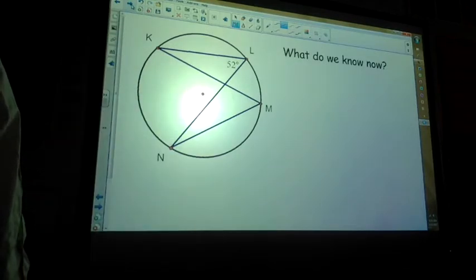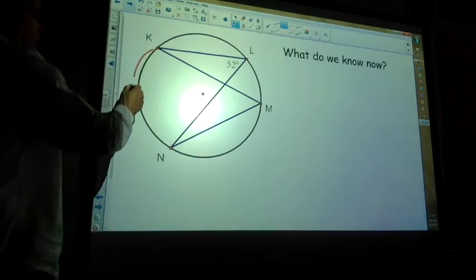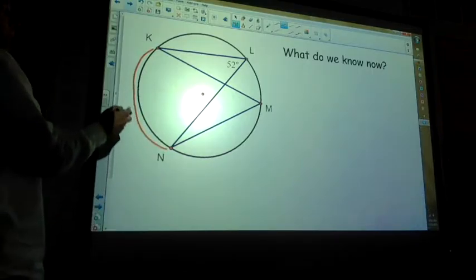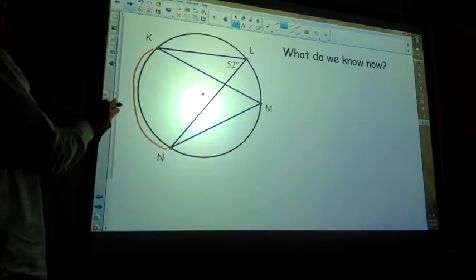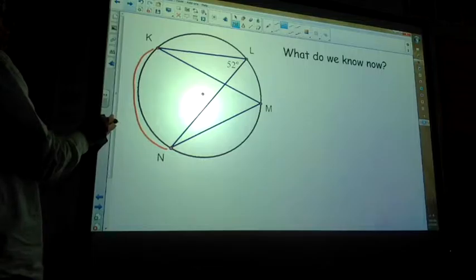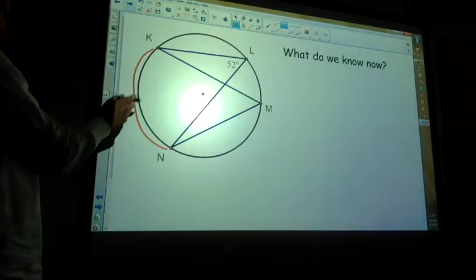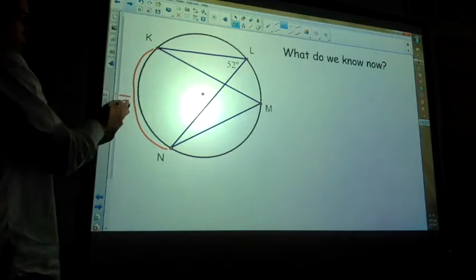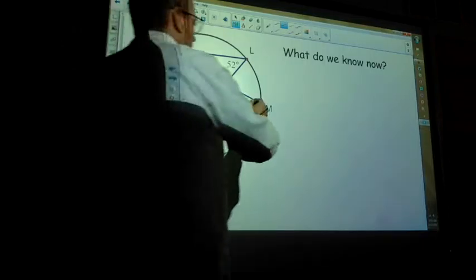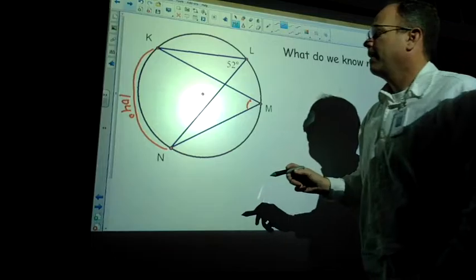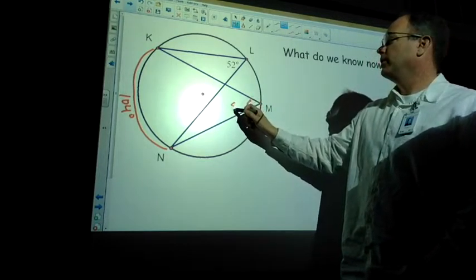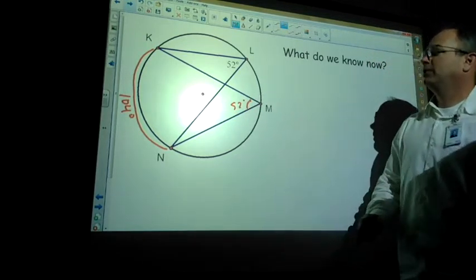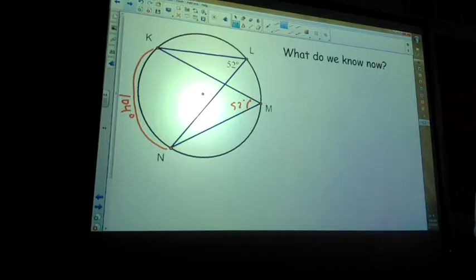So, what do we know? So, I will label this. How big is that angle? 104. 104, right? Is that just 50? How big would this angle then be? 52. So we have the same intercepted arc that we know.